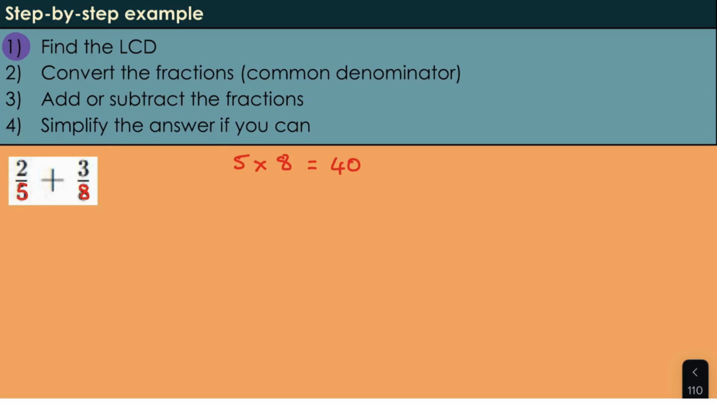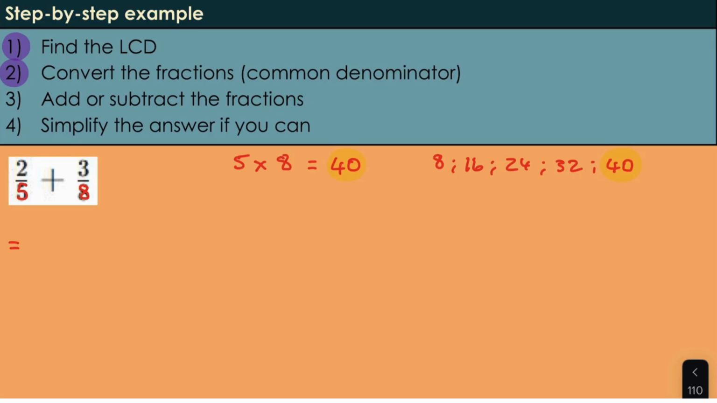What I would recommend is listing the multiples of the larger number. Larger number is 8, so we have 8, 16, and eventually we get to a multiple which is also a multiple of 5. Step 2, convert the fractions so that they have a common denominator.